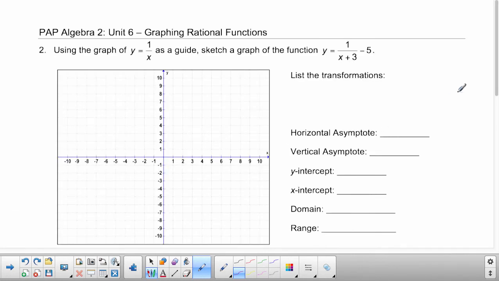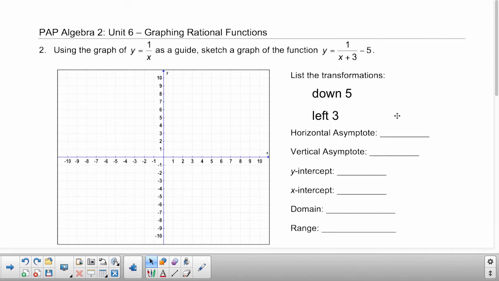Alright, now that we've gone over that, we can look at another example. It's a bit more complicated. First thing we want to do is list the transformations. First thing I notice is that we are going to go down 5. And then the other transformation is right here. Remember, opposites here. We're going to go left 3.